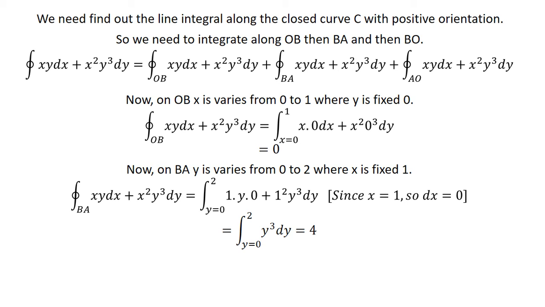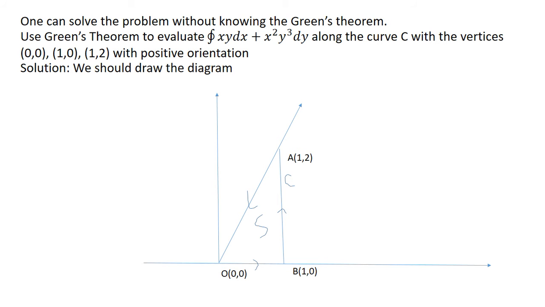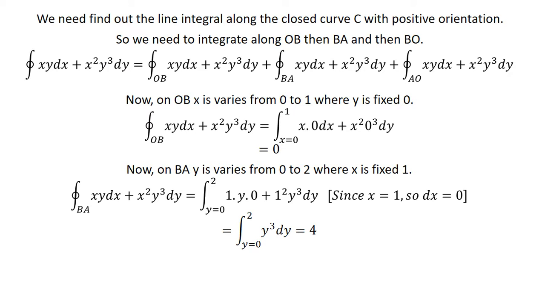And then we move to the next integration along BA. Now back to the diagram, integration along BA, and the equation of BA will be x equals 1. Obviously x is fixed, x equal to 1, it's parallel to the y axis. So whenever x equals 1, dx becomes automatically 0. So we will use those facts, that x equal to 1, dx equal to 0, and y varies from 0 to 2.